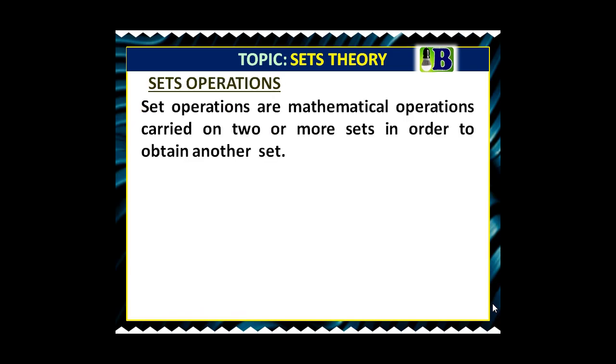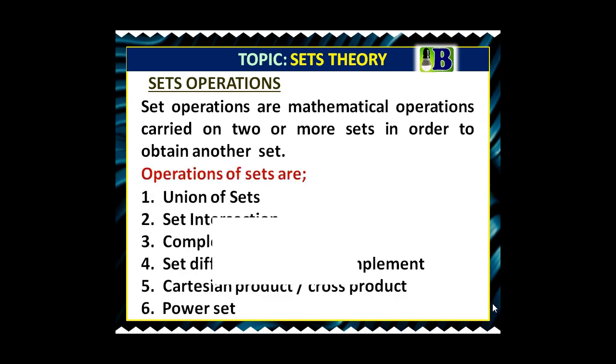So let's discuss the set operation. Set operations are mathematical operations carried out on two or more sets in order to obtain another set. This is where the mathematical aspect of sets is going to take place, so please try to pay attention. The first one which we are going to discuss under the set operation is the union of set, then set intersection, complement of set, set difference, sometimes called relative complement. Then we have the Cartesian product, or sometimes we call it cross product. Then the last one which we are going to discuss under the set operation is called the power set.